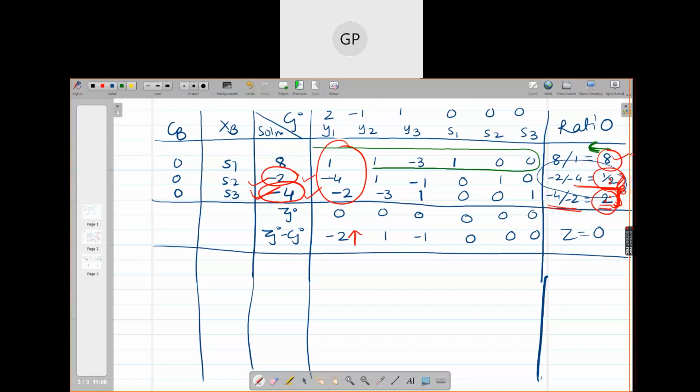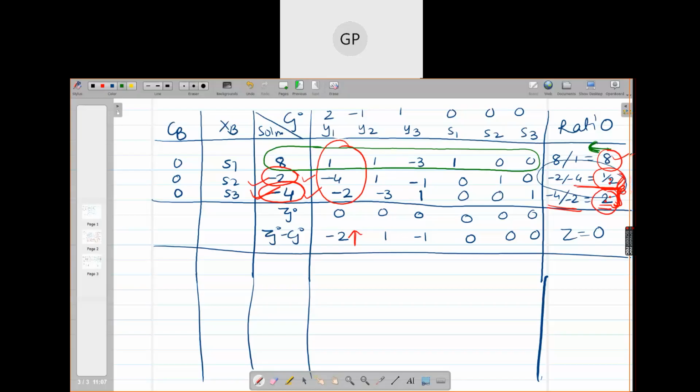So this is my pivot row. Are you getting me? And therefore, in the next table, I will replace S1 by Y1. So S1 I am replacing by Y1, S2 as it is, S3 as it is. This is 2. Now what is the pivot element? One. Replace it by the ratio, less ratio.